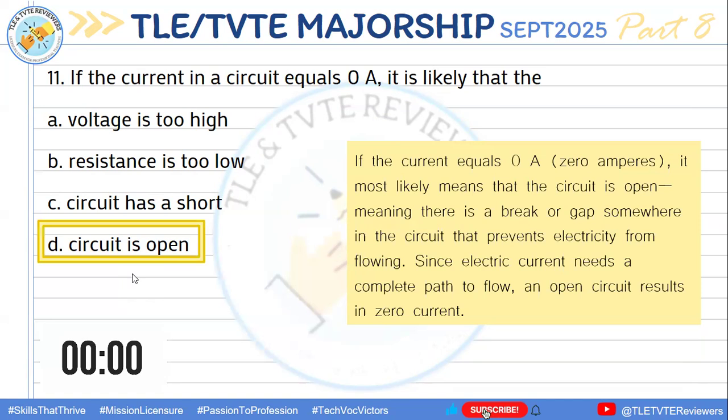For letter B, resistance is too low. Still incorrect because low resistance would cause more current, not zero. In fact, if resistance is zero, it would result in a short circuit and very high current, not zero. And letter C, circuit has a short. Still incorrect because a short circuit usually means there's little or no resistance, which causes excessive current, not zero current. So answer letter D, circuit is open.